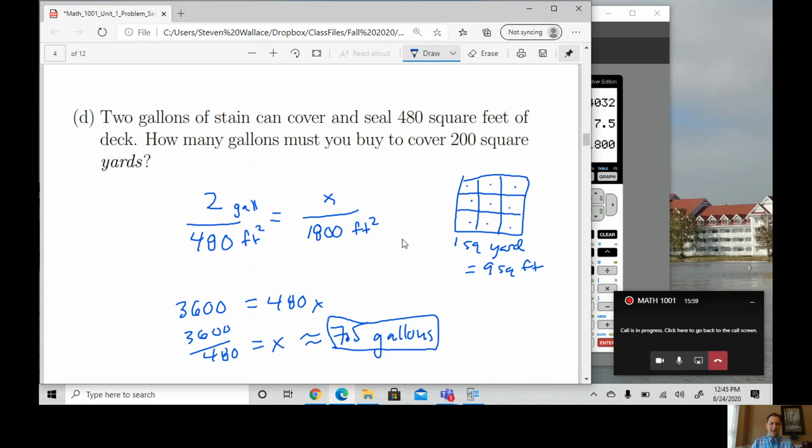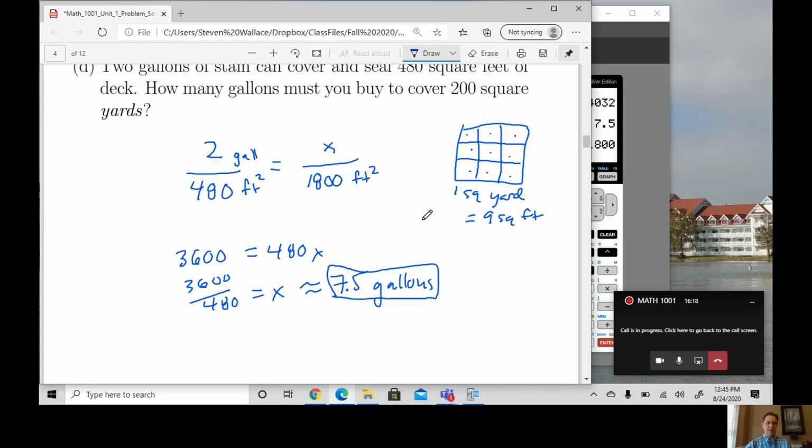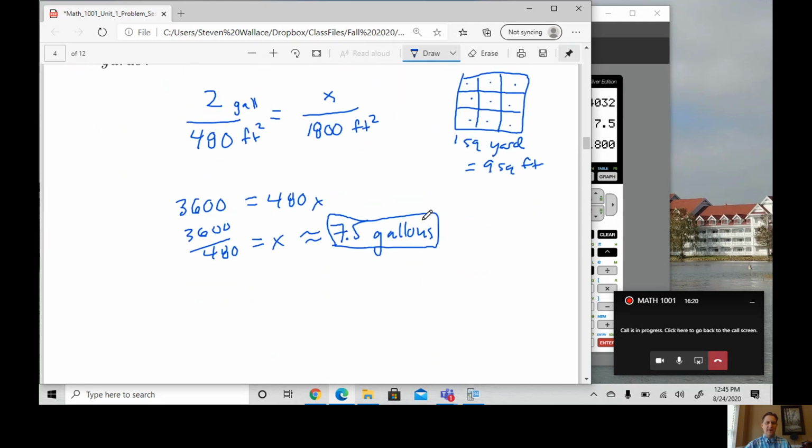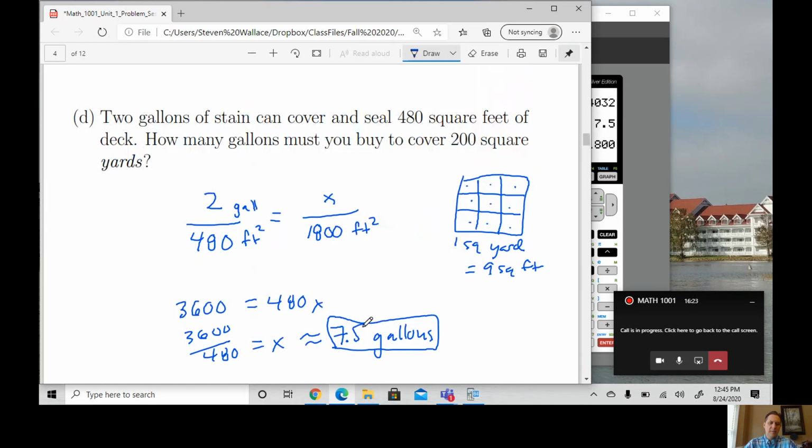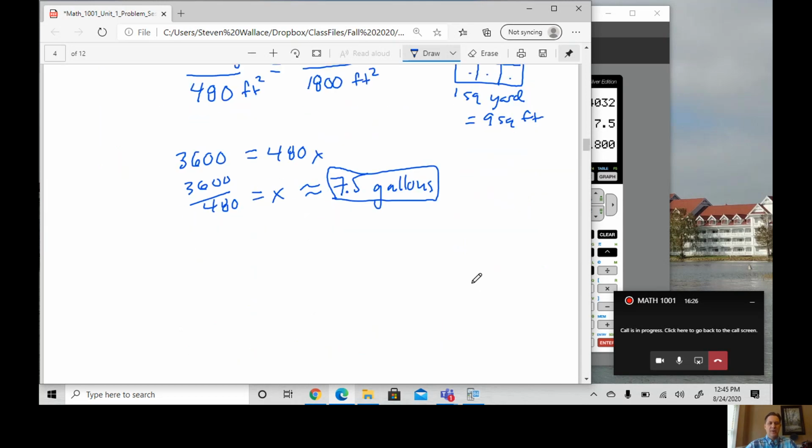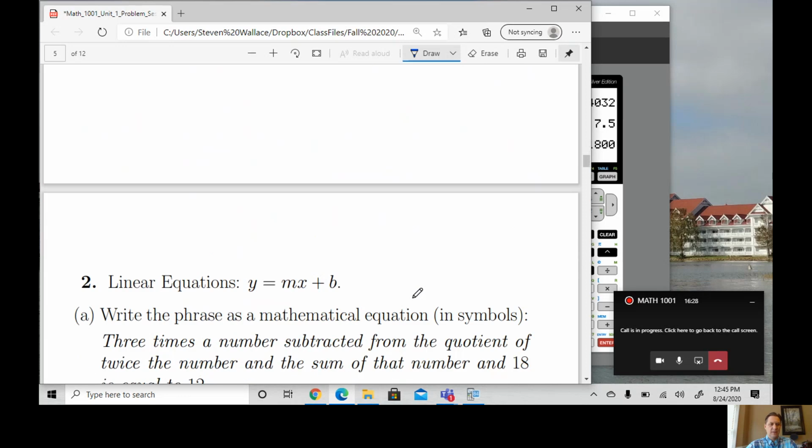Right? Now, practically speaking, you can't buy 7.5 gallons, right? You're going to have to go to Lowe's and buy 8 gallons of paint that way. All right. Okay. So 7.5 gallons. In your problems, especially on Alex, they are going to be very specific about what format they want the answers in. So make sure you read those instructions carefully.